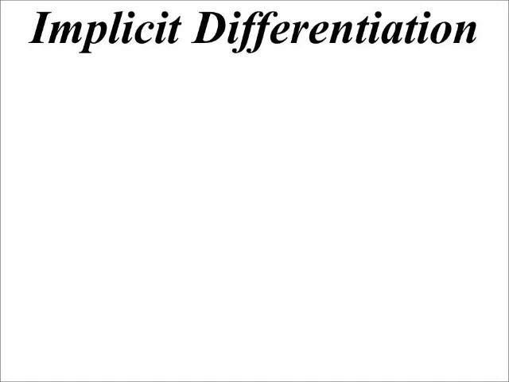Let's look at this thing called implicit differentiation, which apparently sounds difficult. But it's not. It's not that hard. And actually, we've seen it already. It's just another name for the chain rule. That's all it really is. But let's have a look at it.